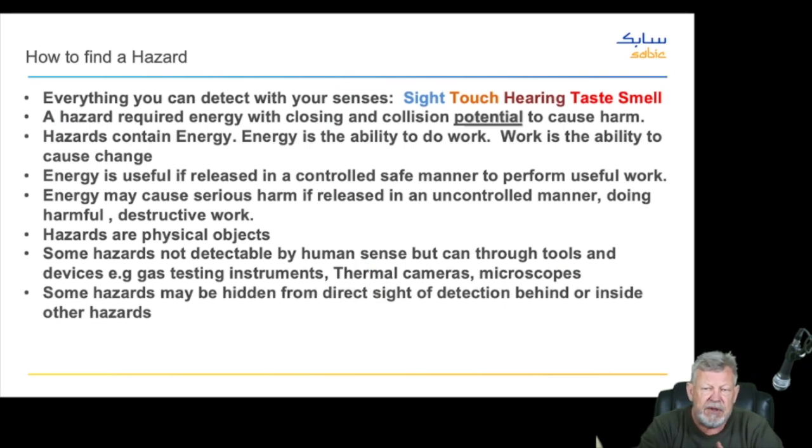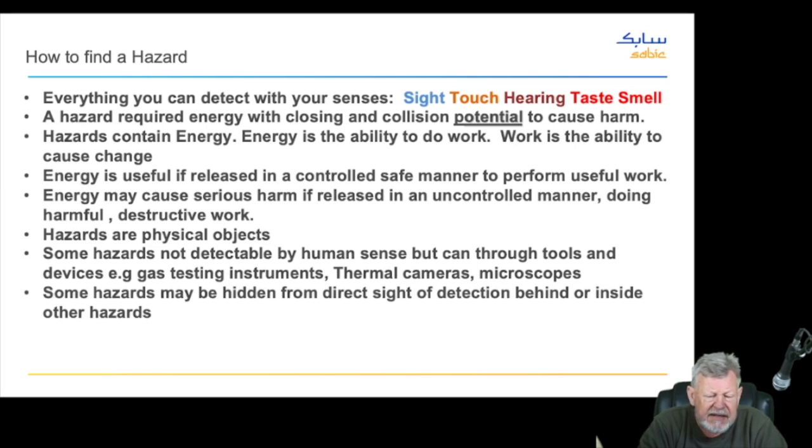Now we get to some of the practical aspects of what is a hazard in the workplace and how do we actually see it. Everything that you can detect with your senses is a hazard. Anything you can see, smell, hear, taste, and so on. You don't want to taste everything, but you should. That is applicable for 80 or 90% of the issues.